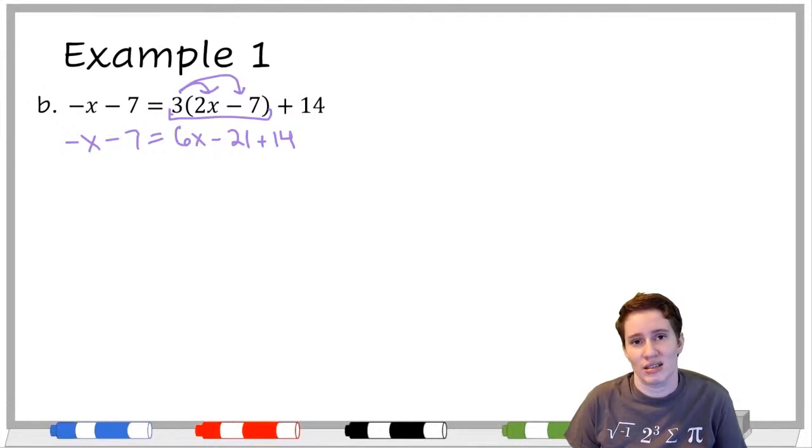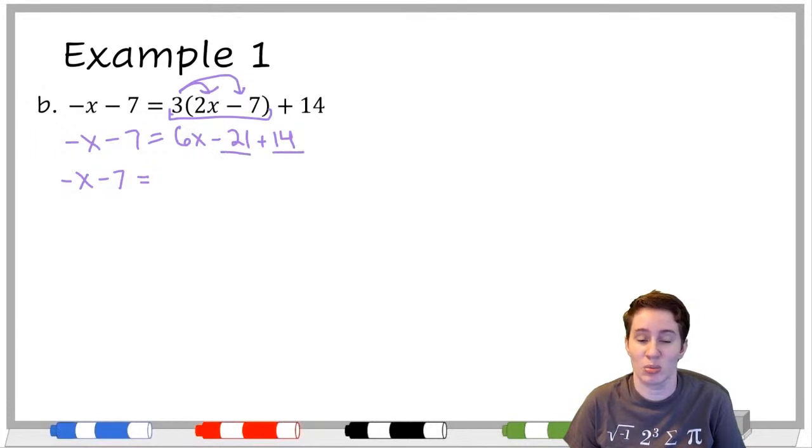Now let's look at step 2, add like terms if we have them. The left side doesn't have any, that's negative x minus 7. The right side has these two numbers which can be put together. So negative 21 plus 14 is negative 7. So this is 6x minus 7.